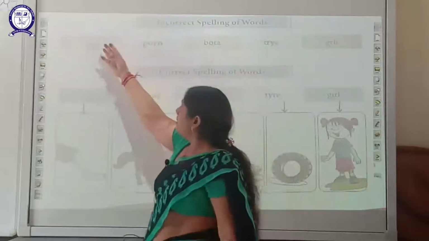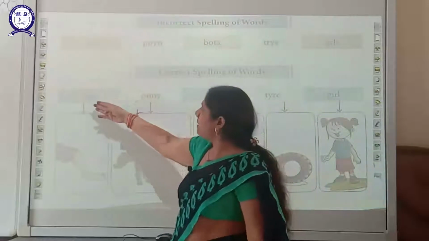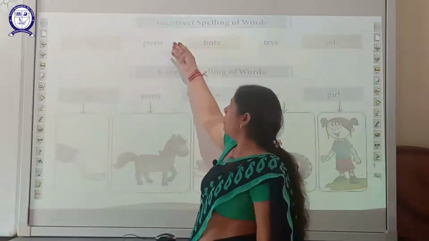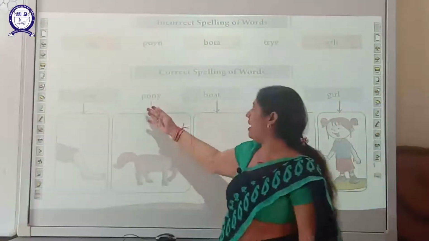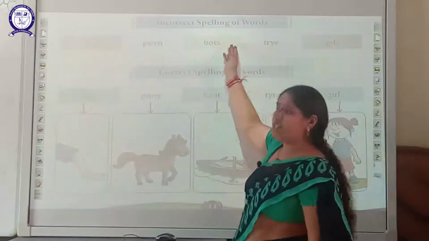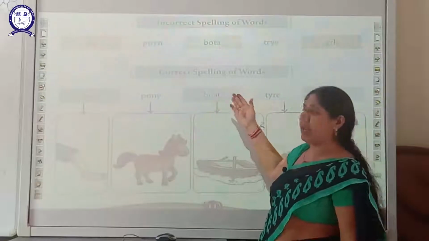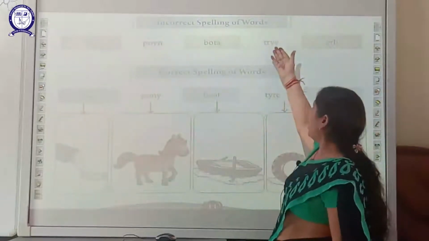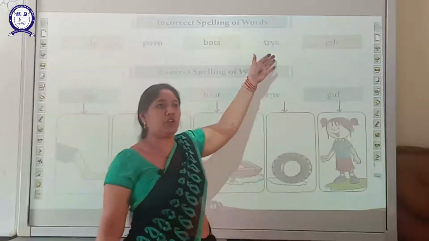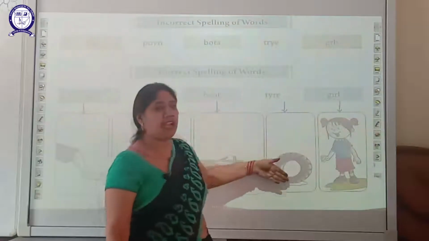Incorrect spelling G-E-L-G, and the correct word is L-E-G, leg. P-O-Y-N is incorrect. When we arrange it in a proper way, P-O-N-Y, pony. B-O-T-A is incorrect and has no meaning. When we arrange it in a proper way, B-O-A-T, boat. T-R-Y-E is only a group of letters, that is not called a word. When we arrange it in a proper way, T-Y-R-E, tyre, that is a correct word.